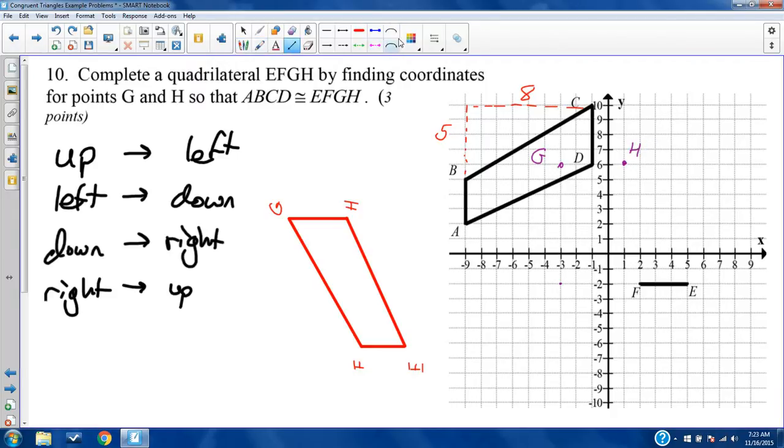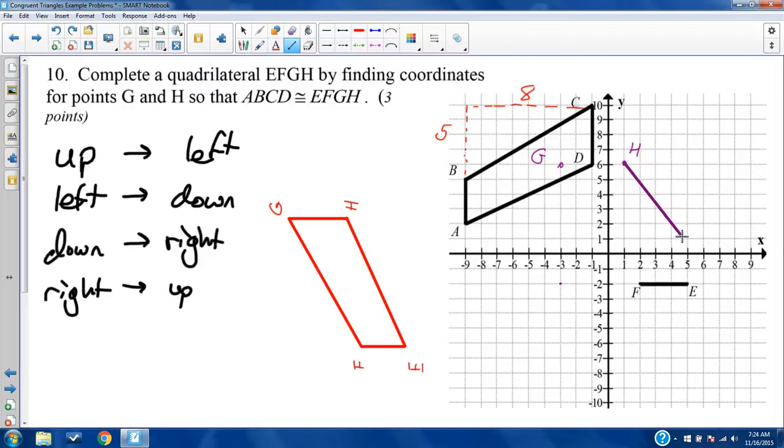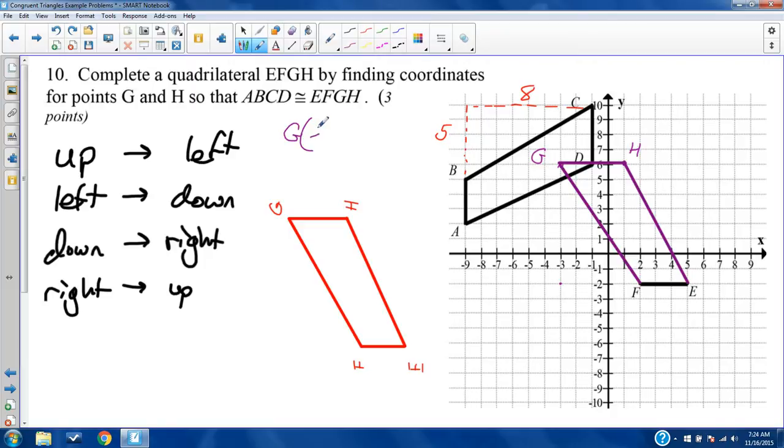So now all I have to do is connect the dots. If I fill them in, you'll now be looking at, boom, boom, boom, boom, boom, boom. There's E, F, G, H. Now they ask you to find the coordinates of G and H, not just draw them. G is at the point -3, 6, and H is at the point 1, 6. And there you are. There is the quadrilateral completion.